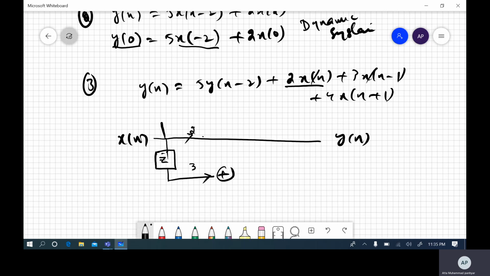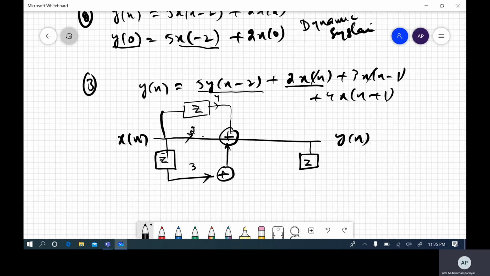So what I can do is just multiply by z. Now z is advancement, right? If I multiply with 4 here, the resultant summation would be equal to 2x of n plus 3x of n minus 1 and 4x of n plus 1. What we are left with is this value, 5y of n minus 2.